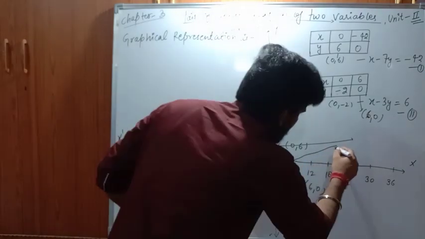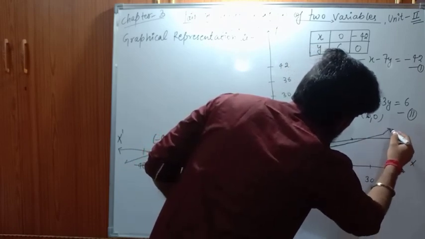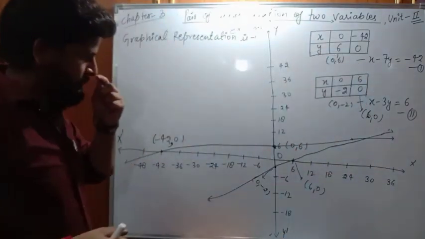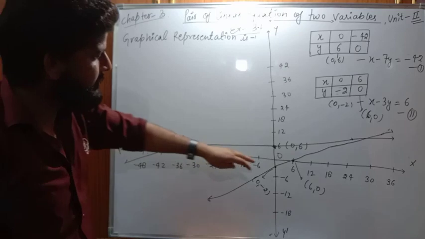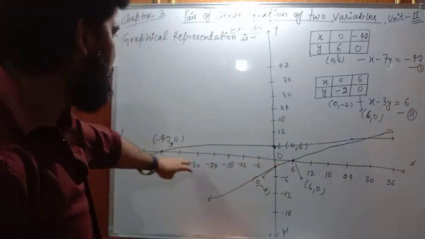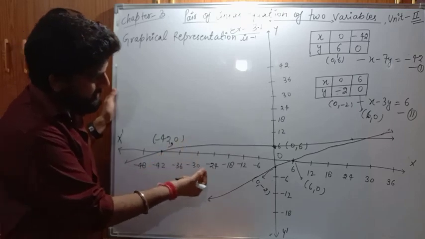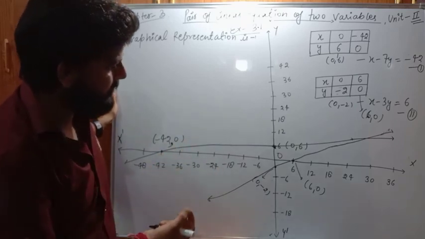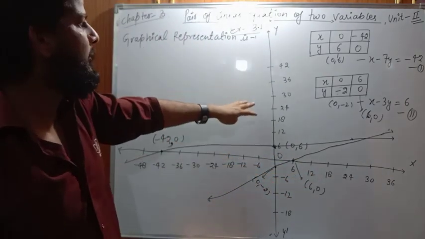Okay, if the lines are intersecting, you can intersect them. So in this way you can form the graph. The line is not straight here because of the marker. If you draw it with a scale, your line will be straight and you will get the exact graph. So in this way we will form the graph.